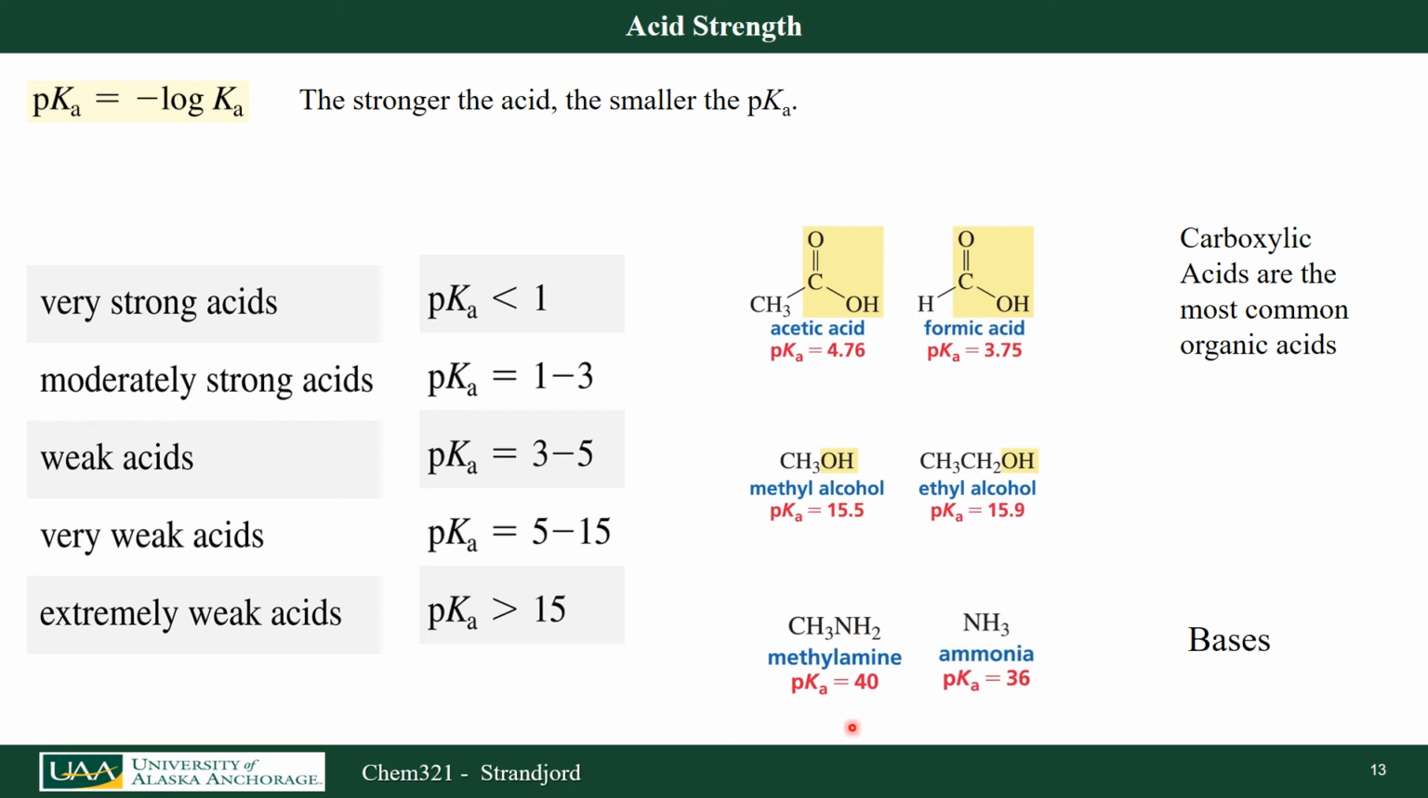If I look at two amines, methylamine and ammonia, both of these are actually not acidic at all. In fact, they're basic. The nitrogen here has a lone pair of electrons on it that wants to accept a proton, so these are considered bases.